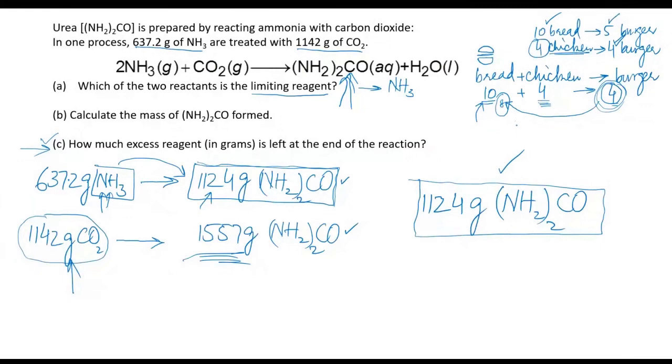Listen carefully and think about it in your mind. You have calculated that these 4 burgers can be made from these 8 breads. It means 4 burgers can be made from 8 breads. How many extra breads are left? 10 minus 8. Then you will get this 2. Is it? Yes. Good. Now what will you do? Now you will think.